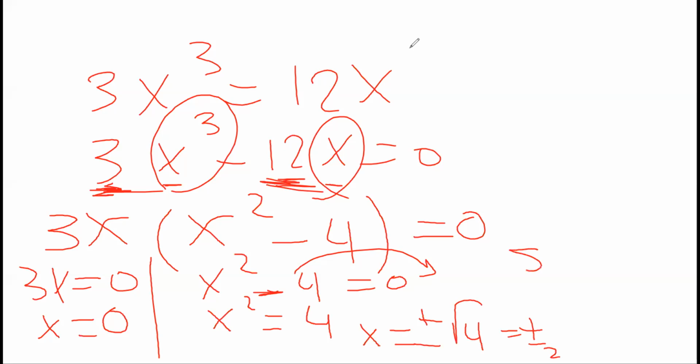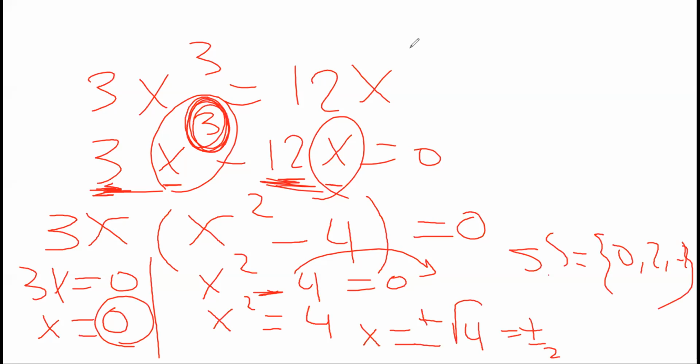As you see here, the solution set has 3 solutions, not 2. I have 0, positive 2, and negative 2. So if I have an equation of third degree, this is not quadratic, it is an equation of third degree. So you have 3 solutions at most. The maximum number of solutions that you would have is 3.